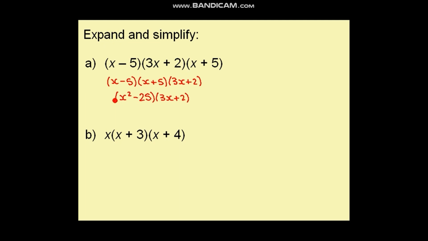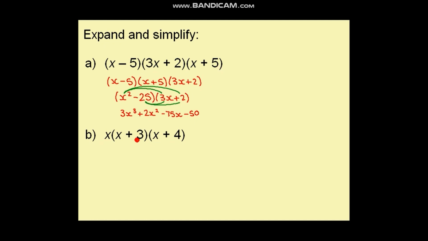I do this in the usual way. I get this as my final answer. Now remember, I could have multiplied this bracket by this bracket and then multiplied by x plus 5, and I would have got the same thing. But it makes it much more quick if you can look for something like a difference of 2 squares to speed things up.